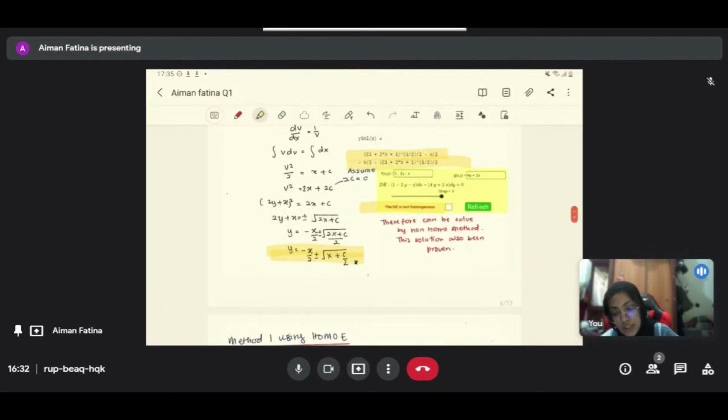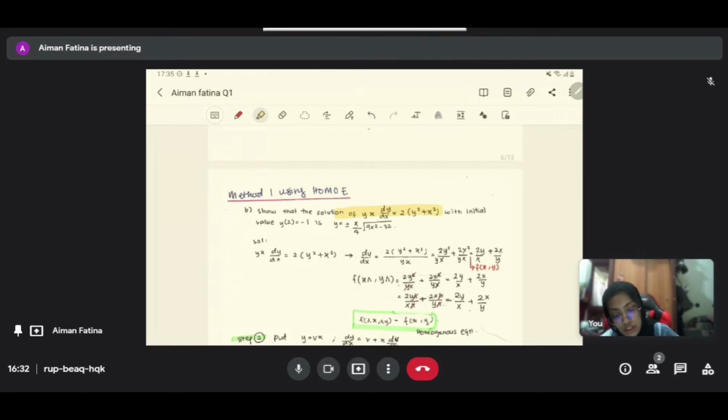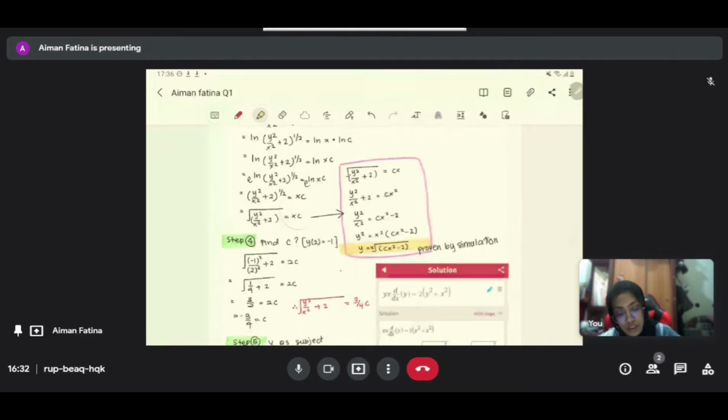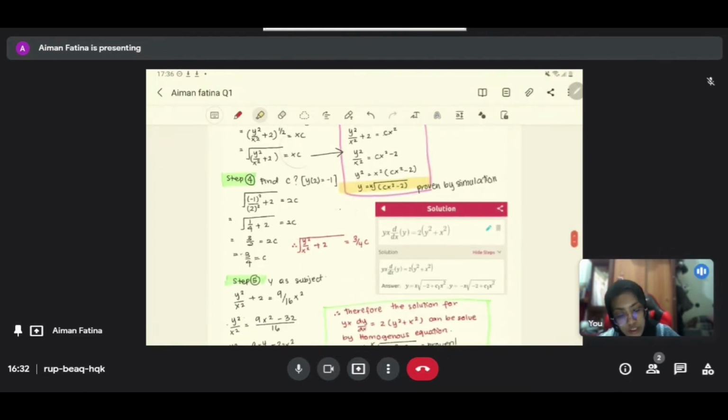For question 1b, it wants us to solve this equation to prove that this equation can be this. At first I tried using Bernoulli, but Madam said it cannot be used because it is not in the syllabus, so I tried using homogeneous. This is the final answer, and we can check this with our simulation, so it can be proven.